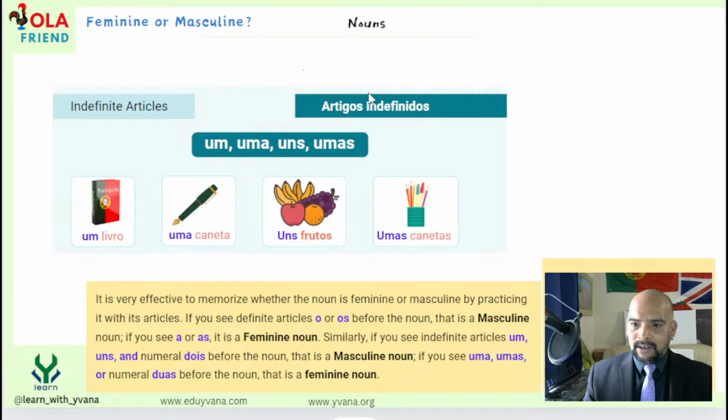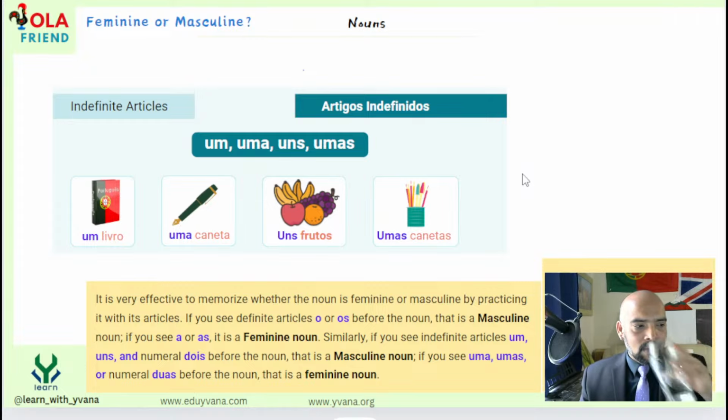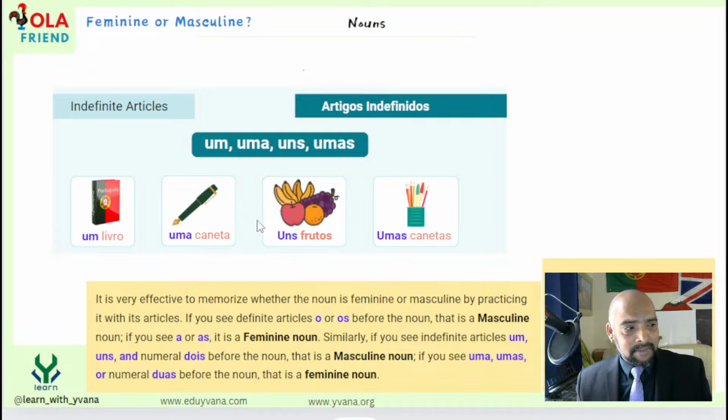How we use the indefinite articles and how they impact our daily sentences. Until now we have been talking about the definite article, that means we can say the, right? And indefinite articles means how to use um, uma, uns, and umas. If you understand the feminine and masculine noun once, then you can easily understand these things as well, right? Um means one, uma is also one, and uns means some, and umas means some.